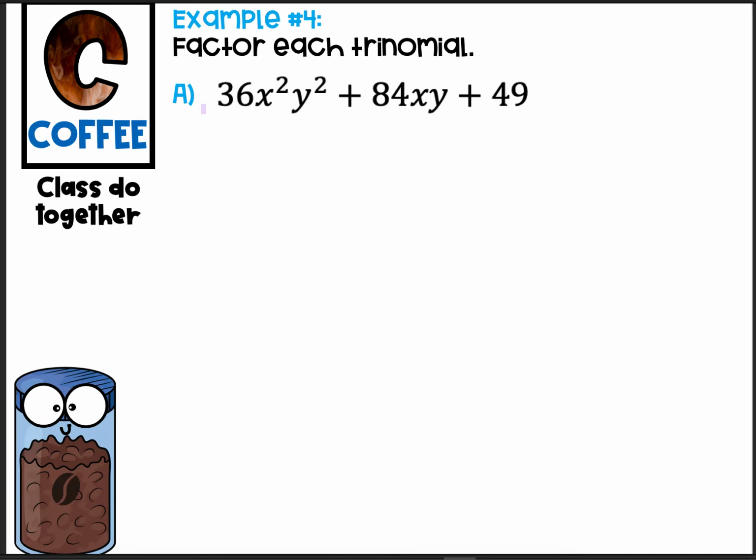If you notice, our first term and our last term are the square of a value. 36 is 6 squared, x squared is x squared, and y squared is y squared. So the first value I can rewrite as 6xy squared, and the last value I can rewrite as 7 squared. 49 is 7 squared. Now, this would be my x, and this 7 would be my y.